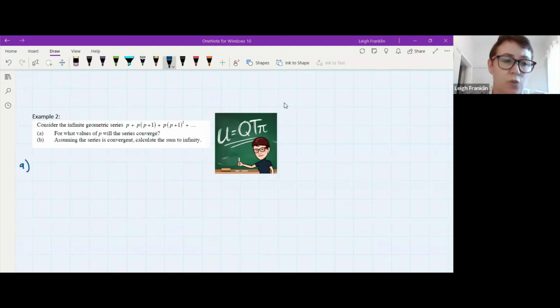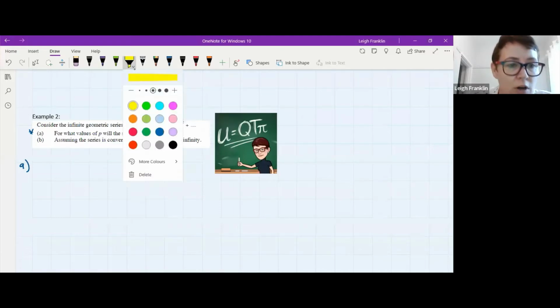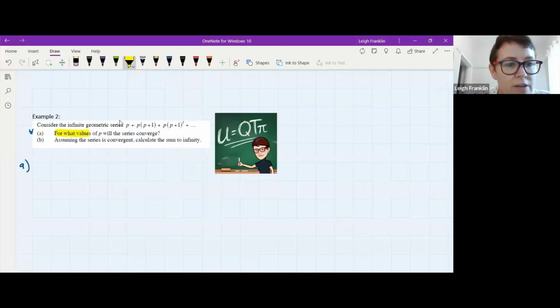And Talia, yes, we've got to solve for R in terms of P. So absolutely. So guys, if you haven't written this down or you weren't sure about this one, make sure that you note this down because they love asking this question. For what values of P will the series converge? The bit of information that we have to use here is that the series will converge when R, the common ratio, is a value greater than -1, but smaller than 1.